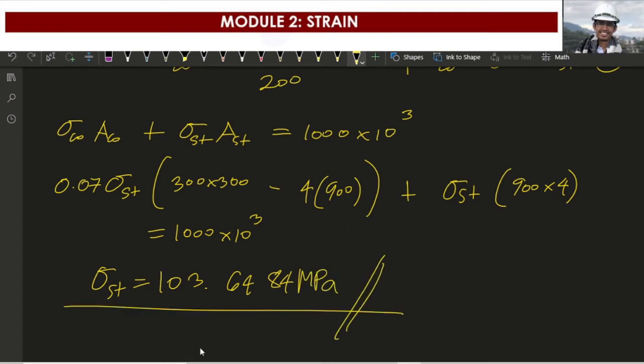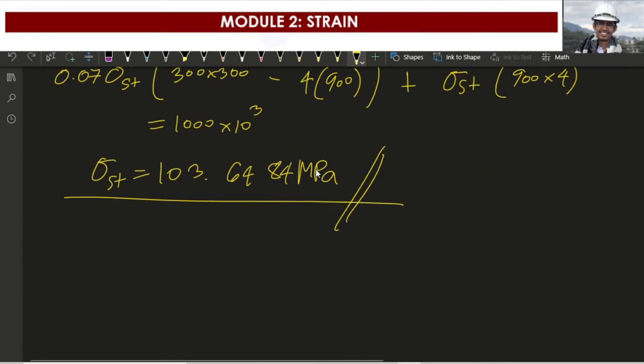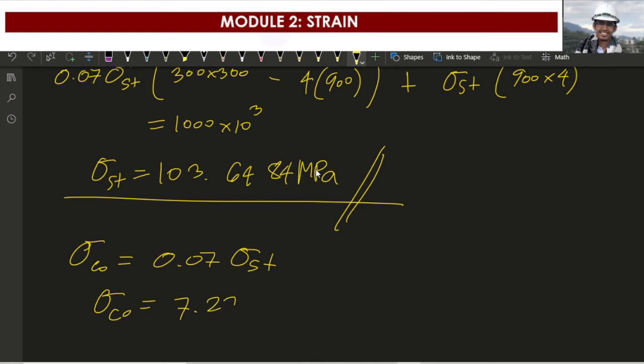And for the stress ng ating concrete, so that is equal to 0.07 stress ng steel. So that will be times 0.07 lang. So stress ng concrete natin is equal to 7.255 megapascal. Okay? So this will be our final answers.